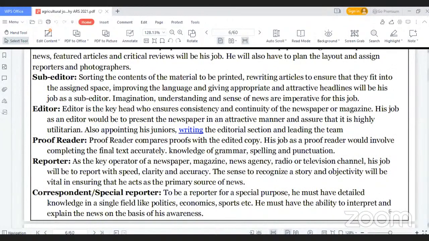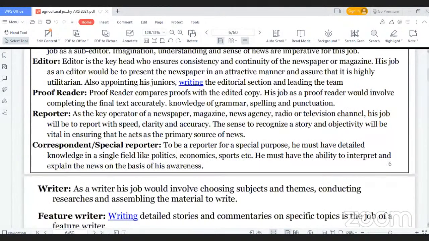You can think about any newspaper, like our Shetkari newspaper or Sheti, or The Hindu, Times of India, Indian Express. In any newspaper or journal, like Kurukshetra and Yojana, there are such journals. Every newspaper, magazine, journal or TV has some editor. The editor also appoints his juniors, like the sub-editor. The editor also writes the editorial section, and he leads the team of the other persons.